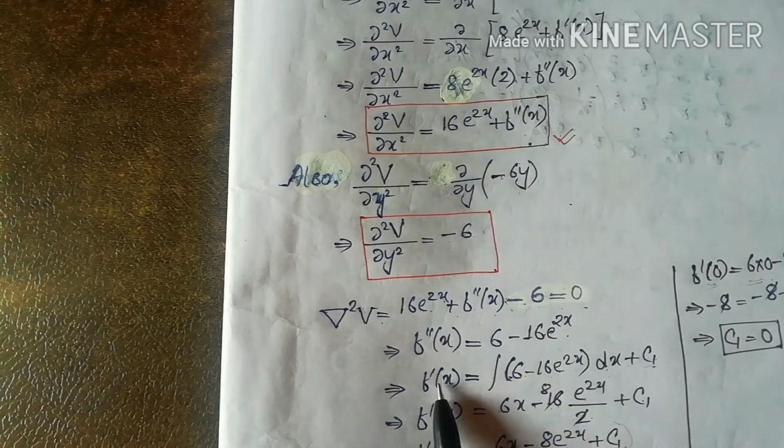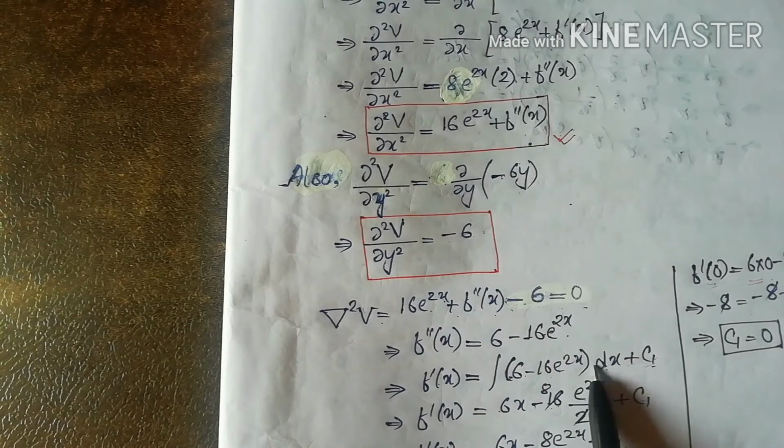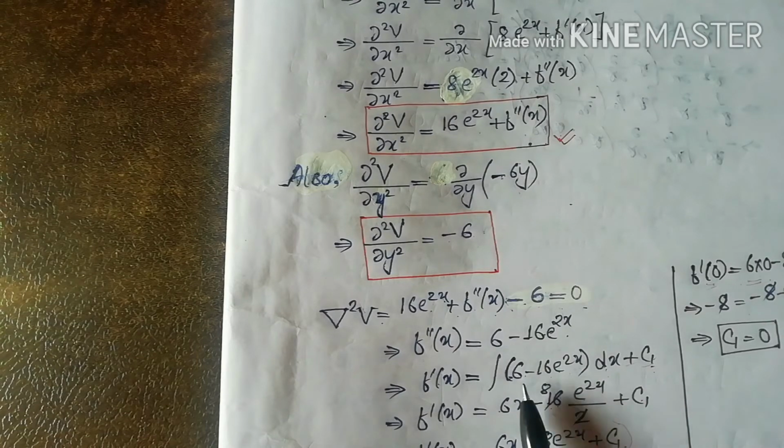Integrating both sides, we will have f prime x is equal to the integration of 6 minus 16 e to the power 2x dx plus c1, where c1 is a constant of integration. On integration, 6 is a constant, so it will stay outside. The integration of dx is x. Minus 16 is a constant, so it will be outside. e to the power 2x on integration will give us e to the power 2x by 2, plus c1.